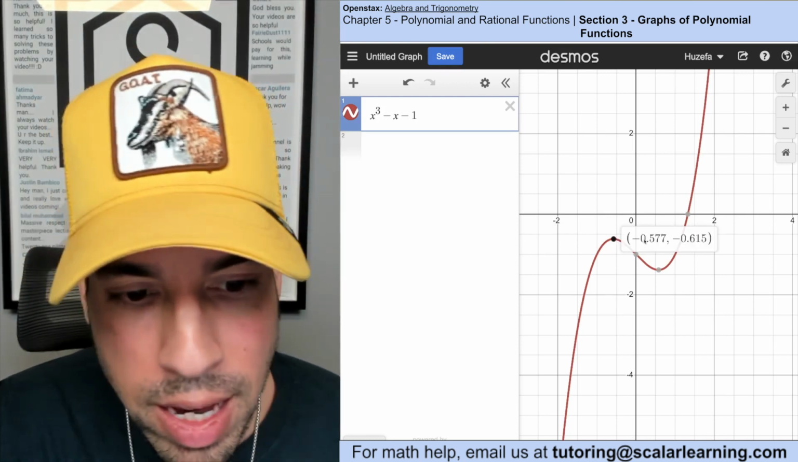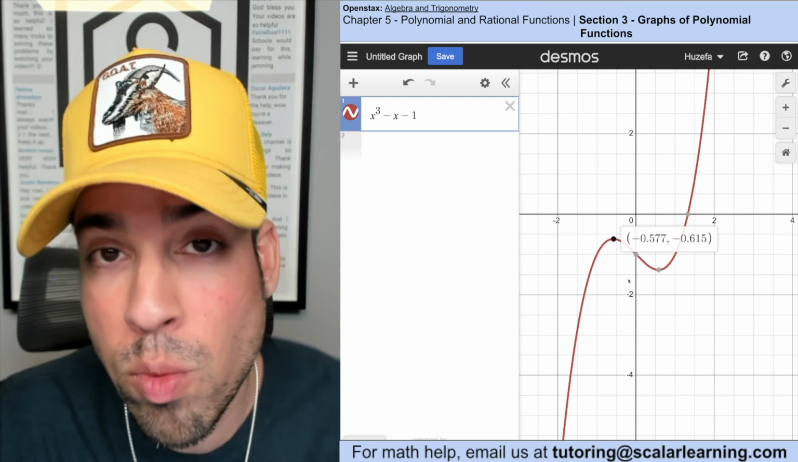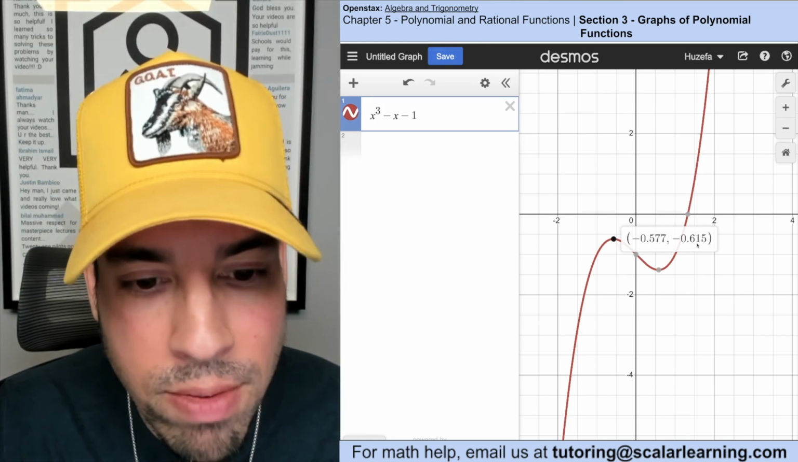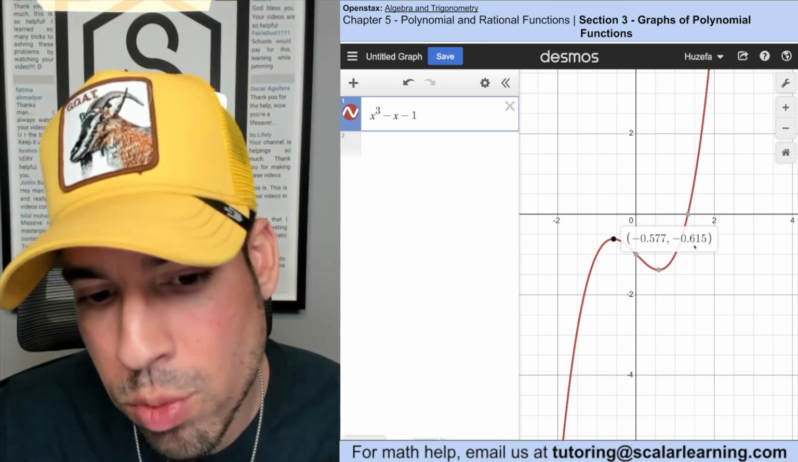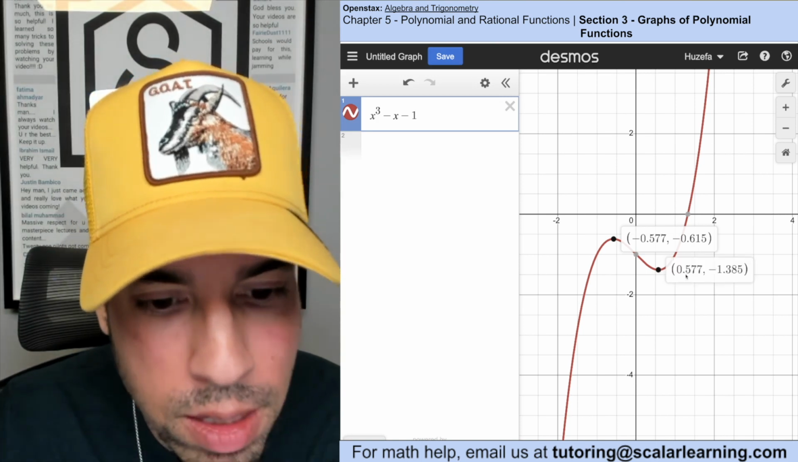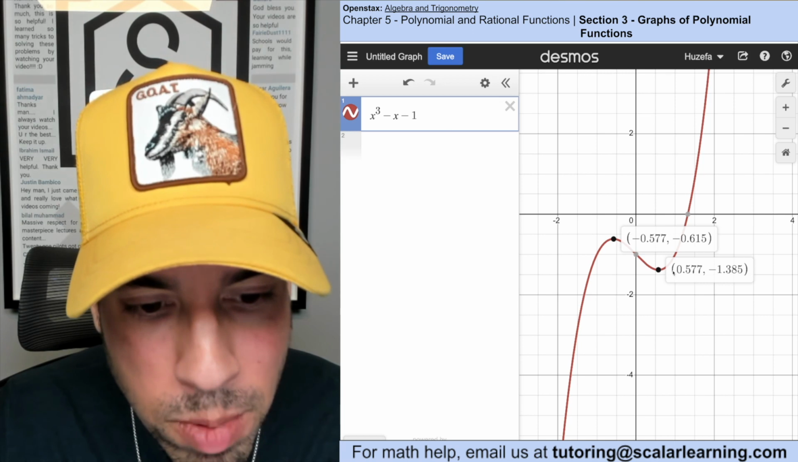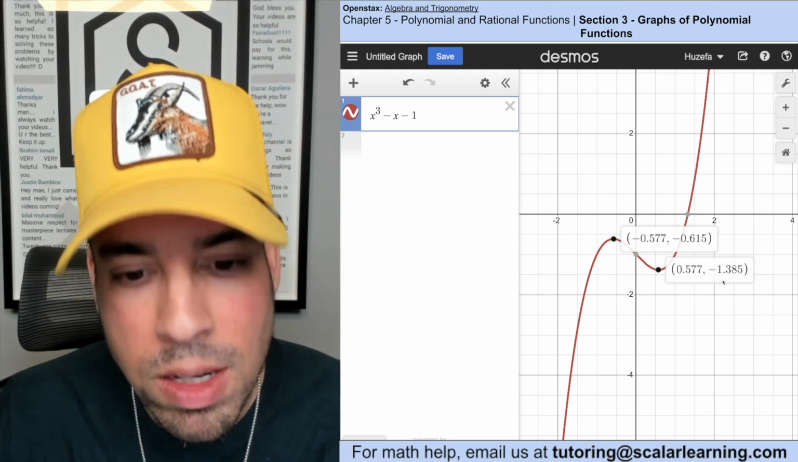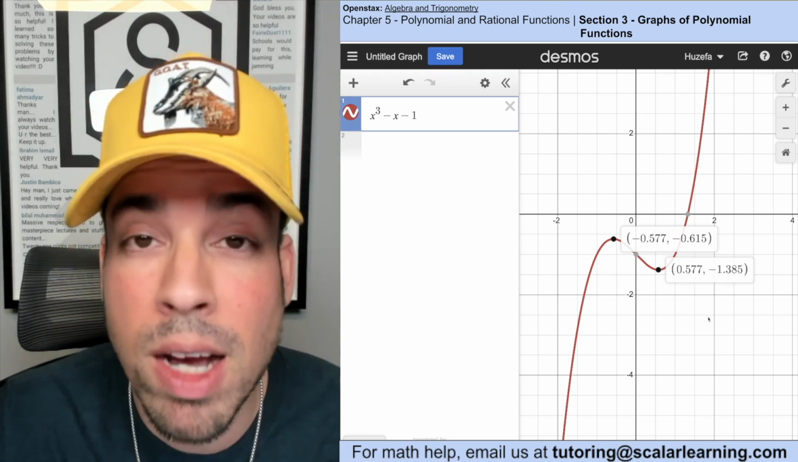So this is occurring at negative 0.577. We'll round up to the nearest hundredth. And the y value is negative 0.615. So we'll say negative 0.62. And the local min is occurring here. That's the bottom of a valley. That's at 0.577 and negative 1.385. And we'll round those up.